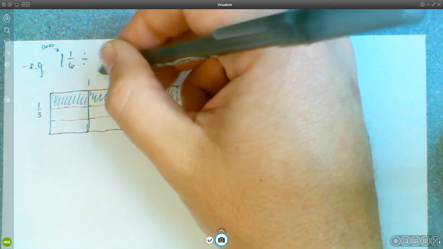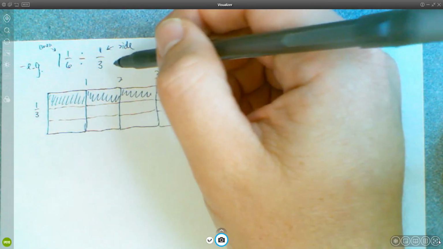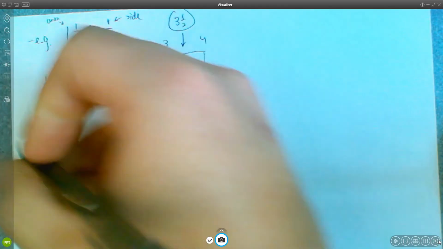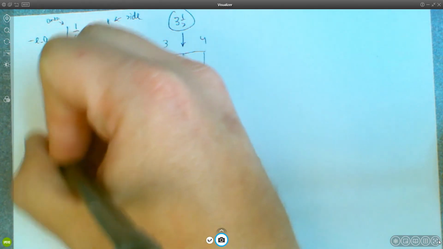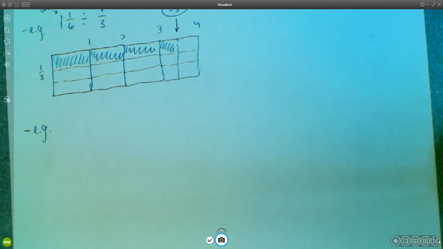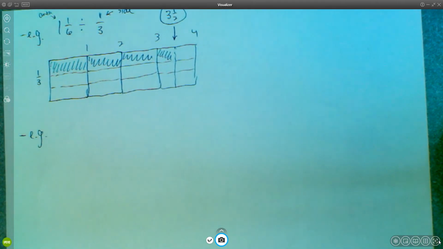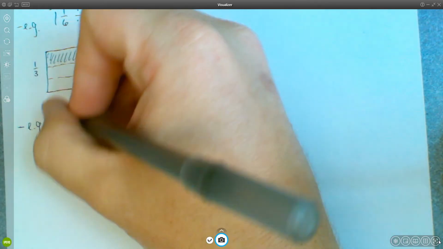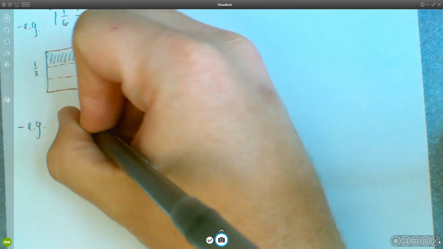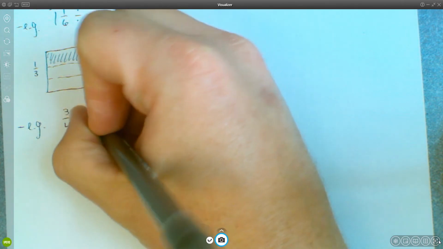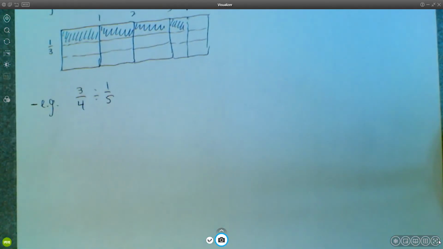Okay. One more where our divisor is a unit fraction. When your numerator is 1, we call those unit fractions. So I'm going to give you one more example where our divisor is a unit fraction, and then I'll give you 3 examples where our divisor is not a unit fraction, so you can get the idea of how that's going to work. So let's do 3/4 divided by 1/5.